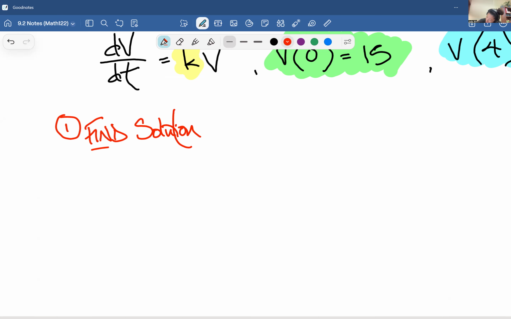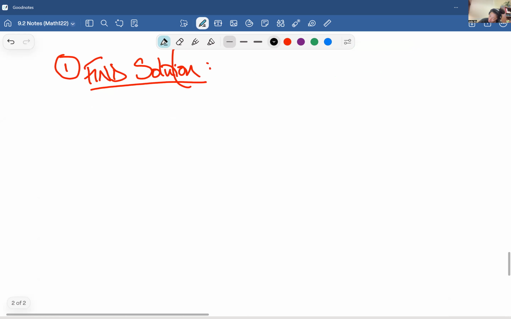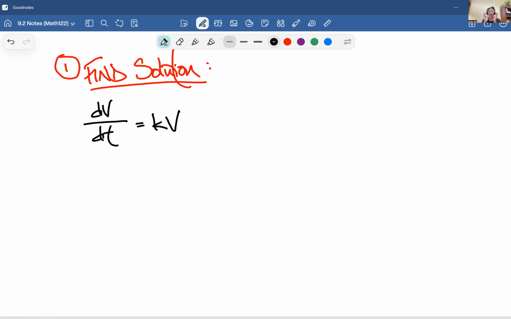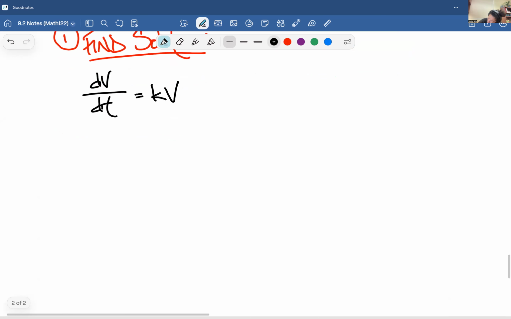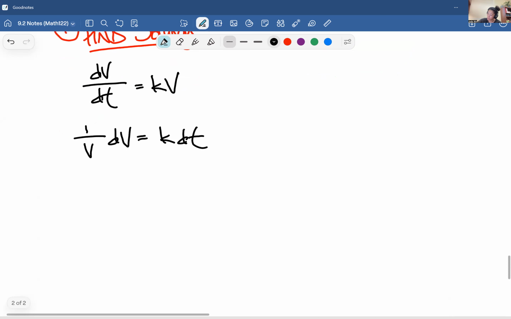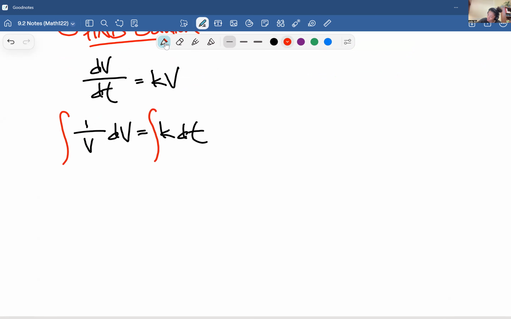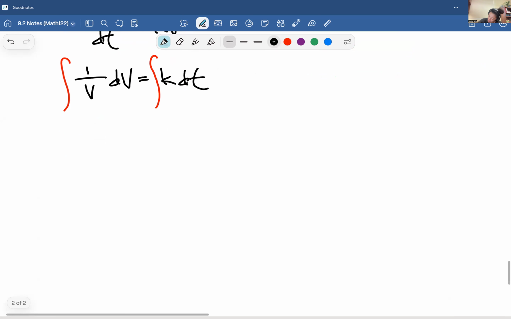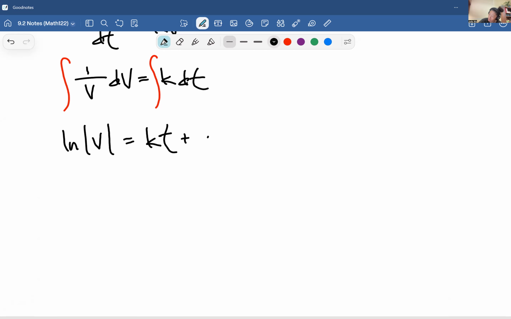I'm going to take this dV/dt equals kV, and separate all my v's and dv's on one side and all my constants and t's on the other side. So I'm going to have 1 over v dv equals k dt. I've separated, now I'm going to integrate both sides. When I do that, I get the natural log of the absolute value of v on the left-hand side, and on the right-hand side, I get kt plus c.